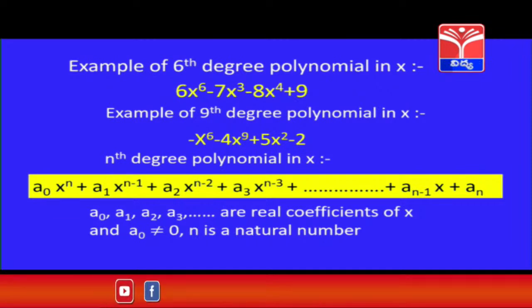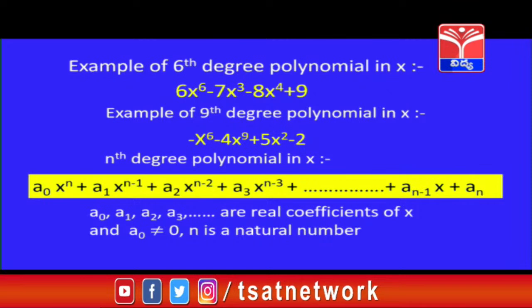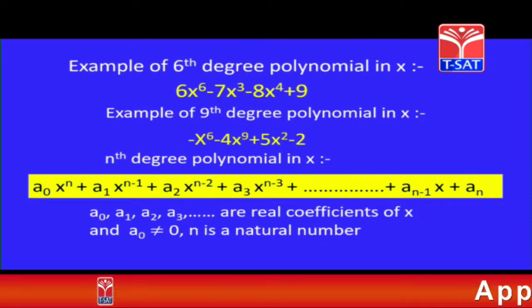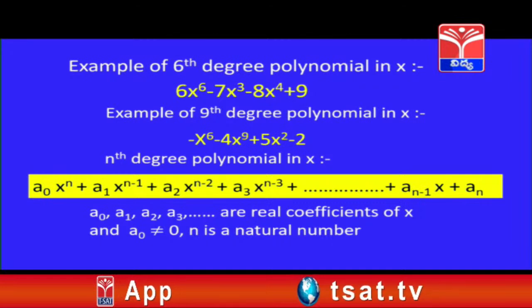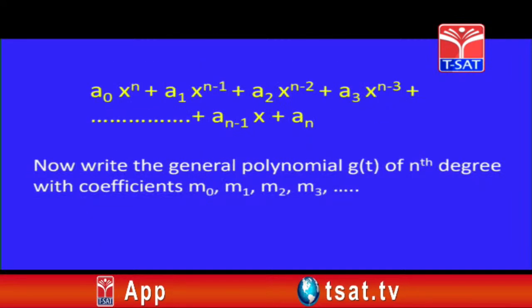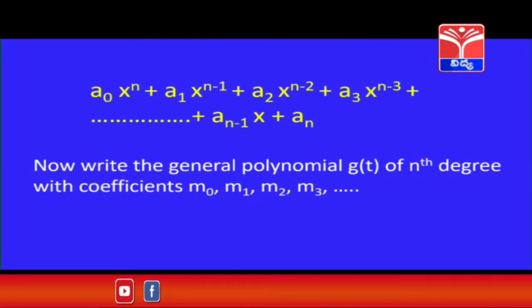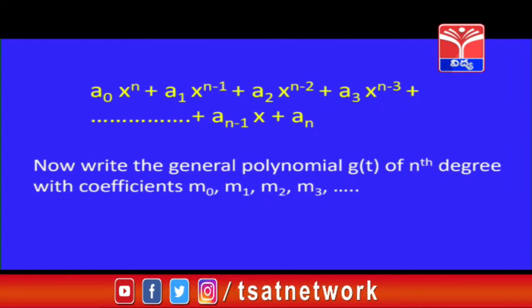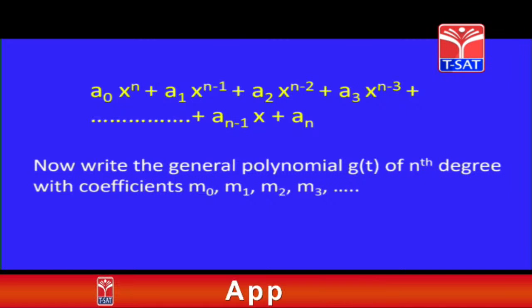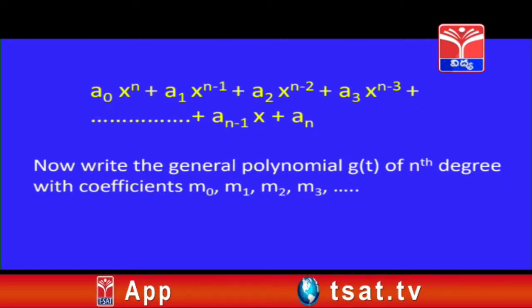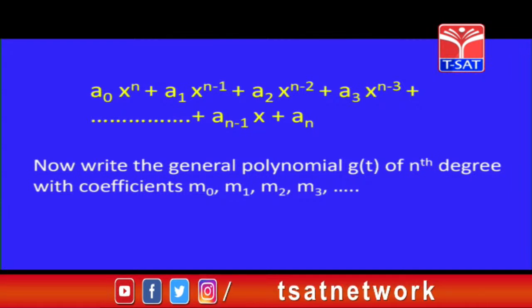Okay, this is the general polynomial. Here n should be a natural number. We have started from x to the power of n and the last is the constant term. Okay, you try to change the variable. Here I have taken x. You try to change the variable to t, giving you one open-ended task. Write the general polynomial same as above in variable t of nth degree, and here try to take the constants or coefficients m0, m1, m2 like that.